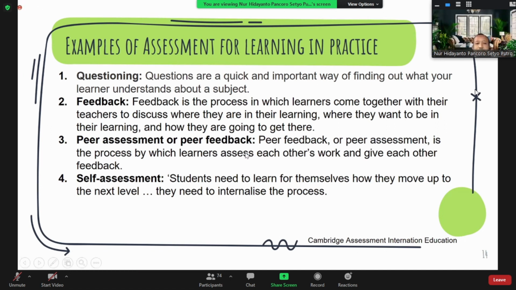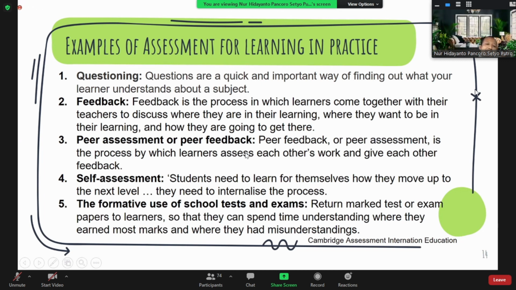Okay? And the next one is formative use of school tests and exams. Yes, Bapak Ibu, again and again, formative and summative use of formal exams are strongly suggested in assessment for learning. It doesn't mean that when we assess students for their learning we cannot use exams or quizzes. No, we still need to use formative and also summative assessment. Even if you have a look at some references or studies on assessment for learning, you will find that awal mula dari assessment for learning itu adalah formative test or formative assessment.